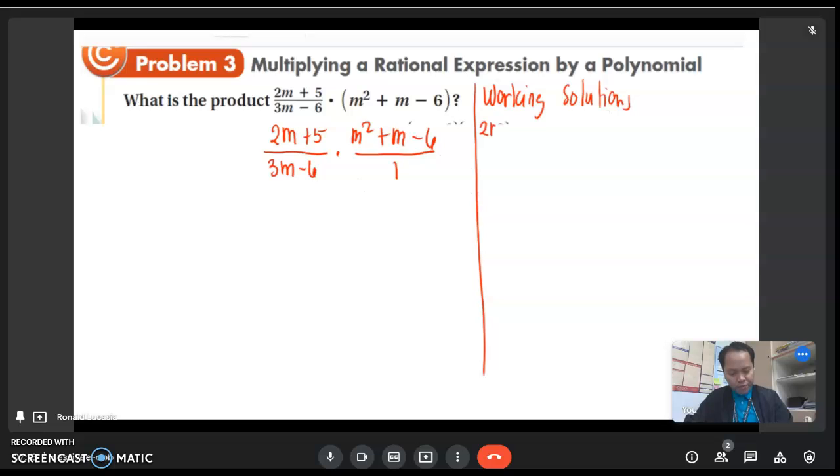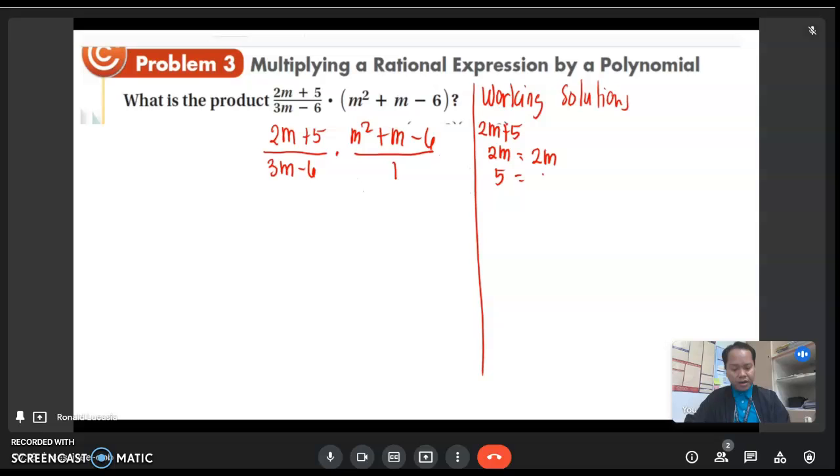So 2m plus 5, that's 2m and 5. We can no longer simplify that, so it is still 2m plus 5. Let's have 3m minus 6.